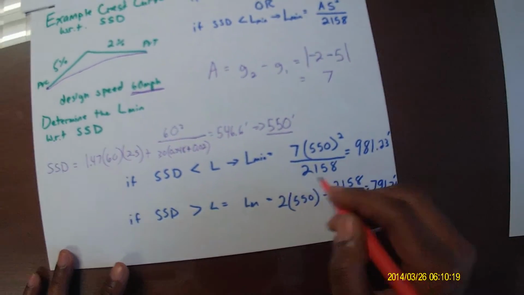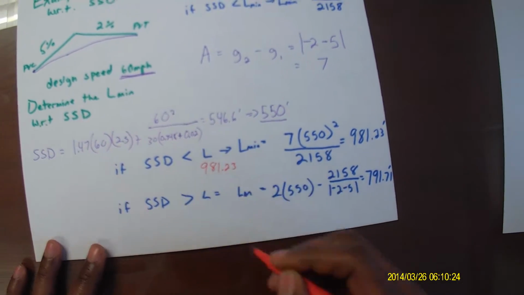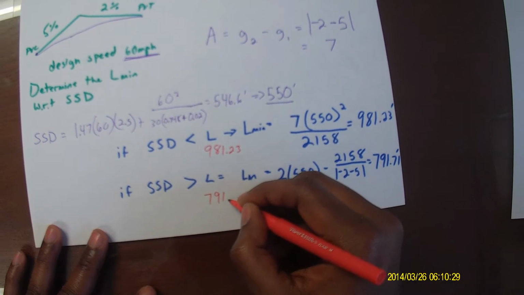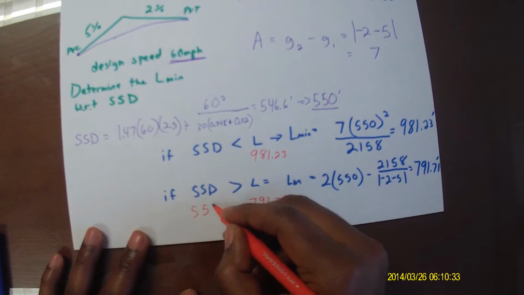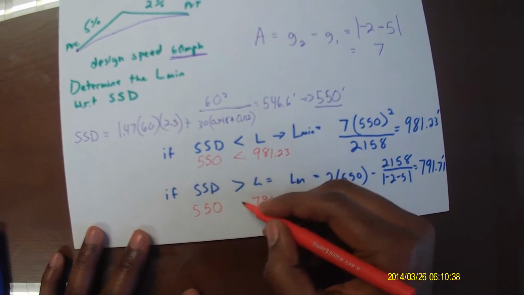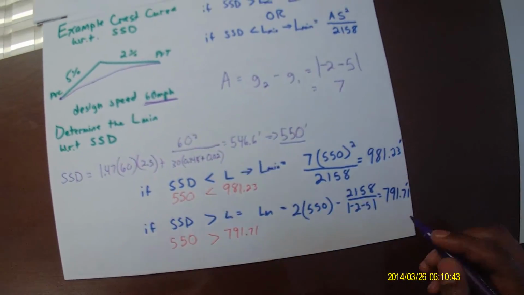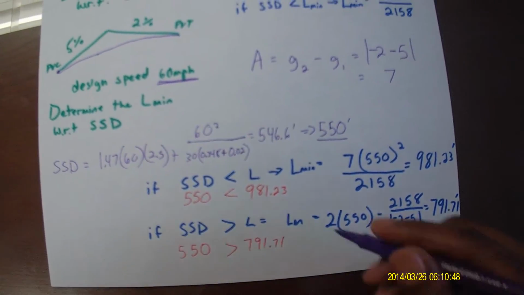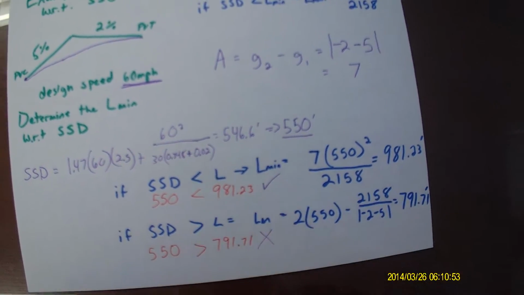So let's write this L min. This L right here is 981.23, and this one right here is 791.71. Of course, our stopping sight distances are 550 and 550. All right, we'll go ahead and place our signs here. Now we just have to pick out which one of these is correct. Well, 550 is less than 981 feet. Therefore, this one is correct and this one is not.